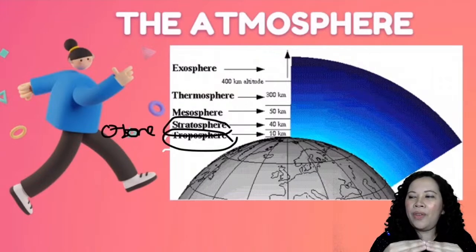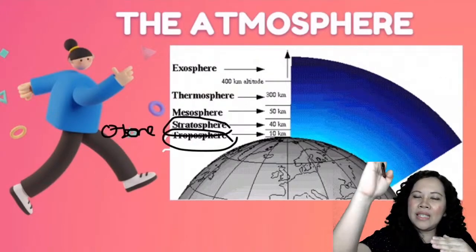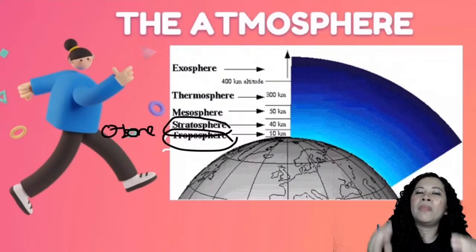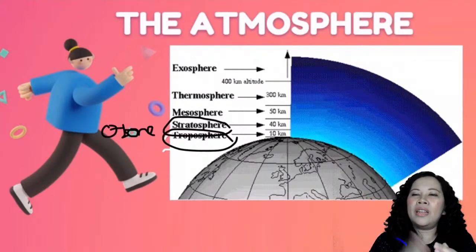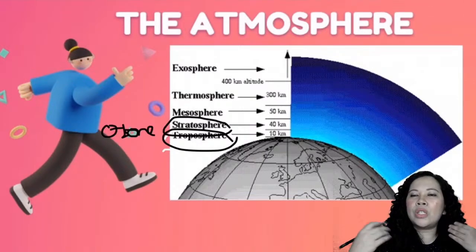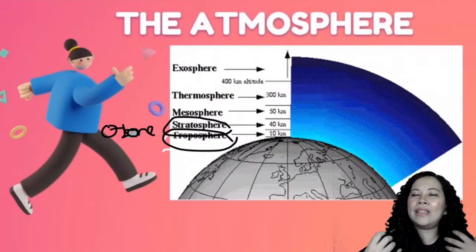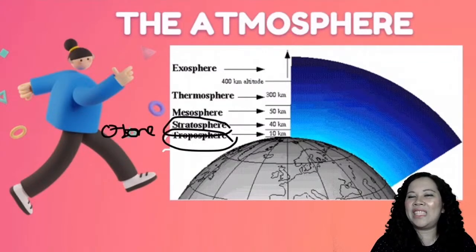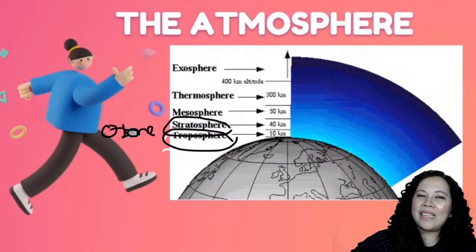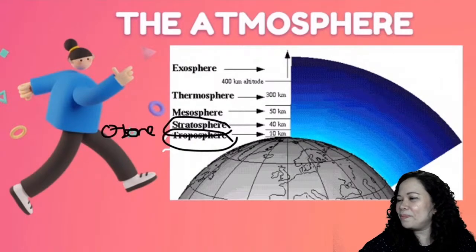In the troposphere, as you increase in altitude, the temperature decreases. However, in the stratosphere, as you increase in altitude, the temperature also increases because of our ozone that absorbs UV. Since it absorbs UV, it gets energized, moves faster, and therefore produces a lot of heat. That's the reason why it's hot in the stratosphere.